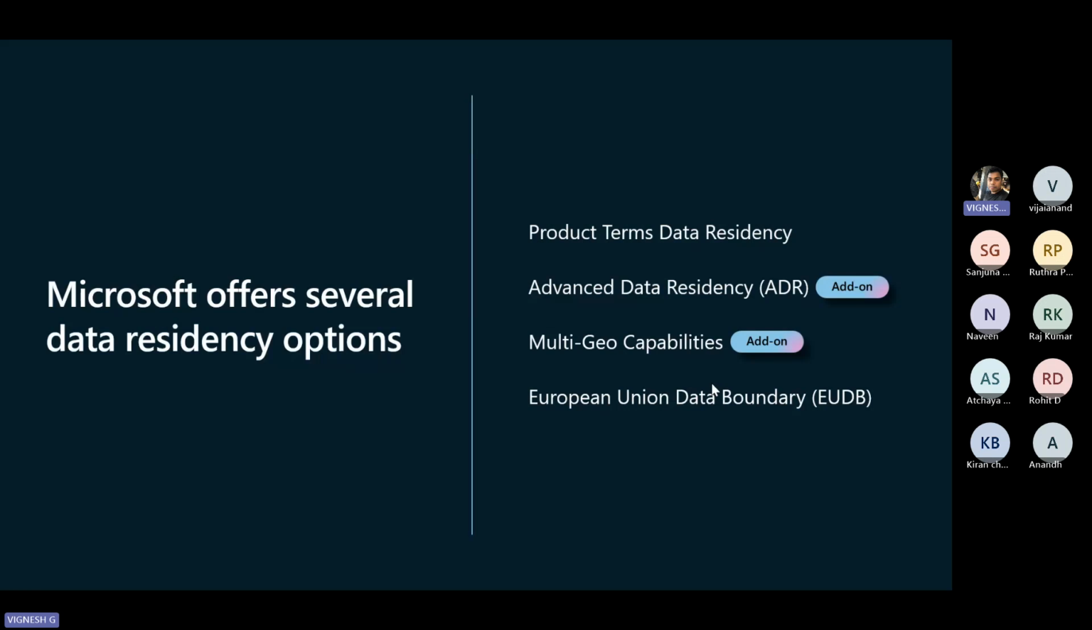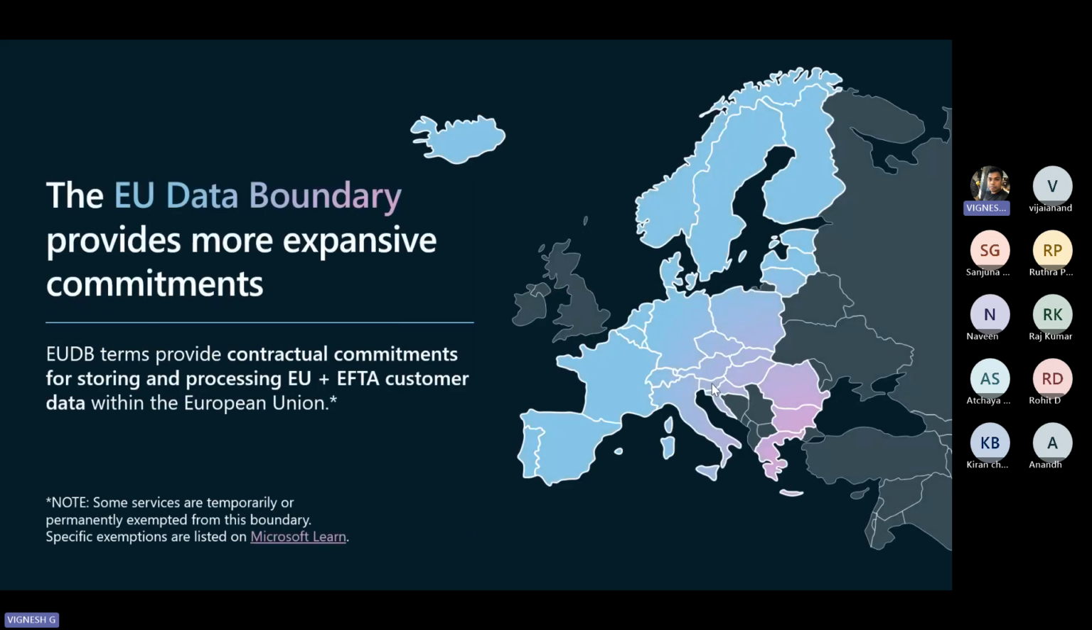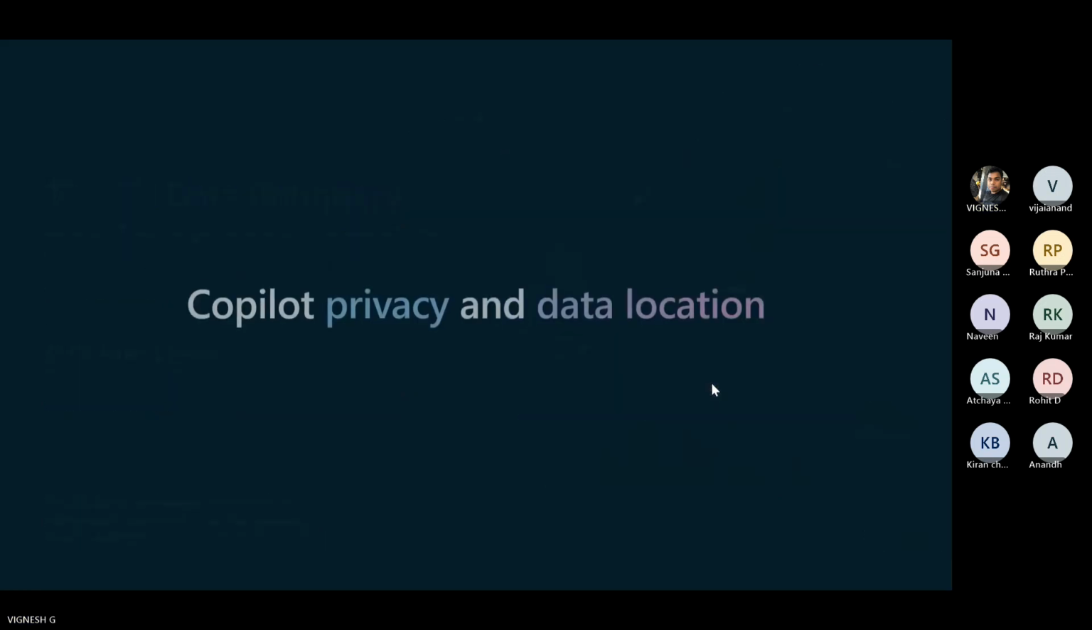And the reason I'm making this point is that this is also applicable for Copilot for Microsoft 365 as well. This was not available for Copilot for Microsoft 365 when they initially launched it, or when the product initially went GA, but last March is when data residency, things such as your EUDB or ADR or multi-geo, became applicable for Copilot for Microsoft 365 as well.